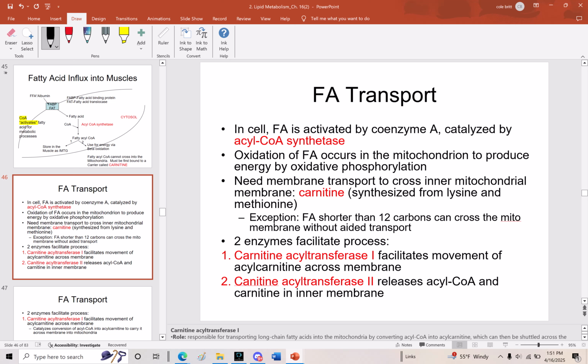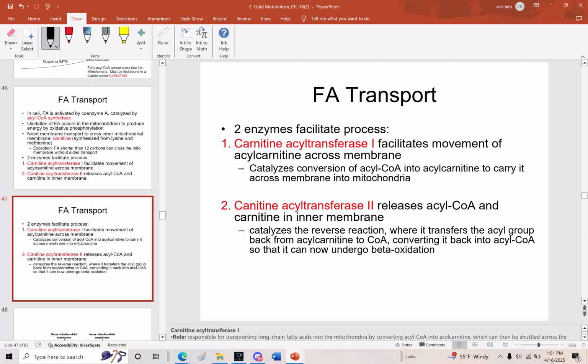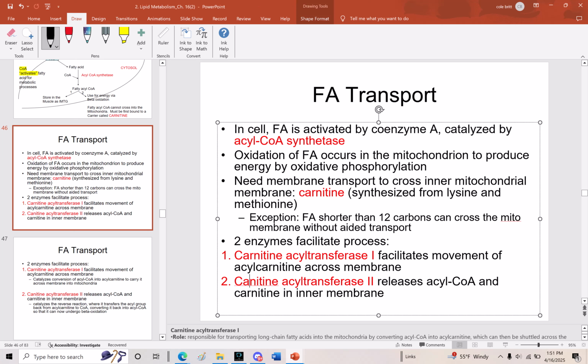So many typos in this lecture. I thought I caught them all. I clearly did not.